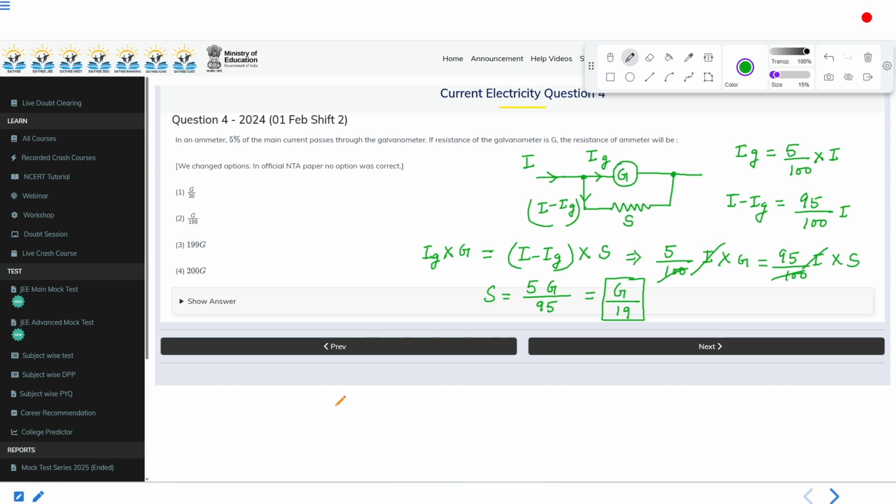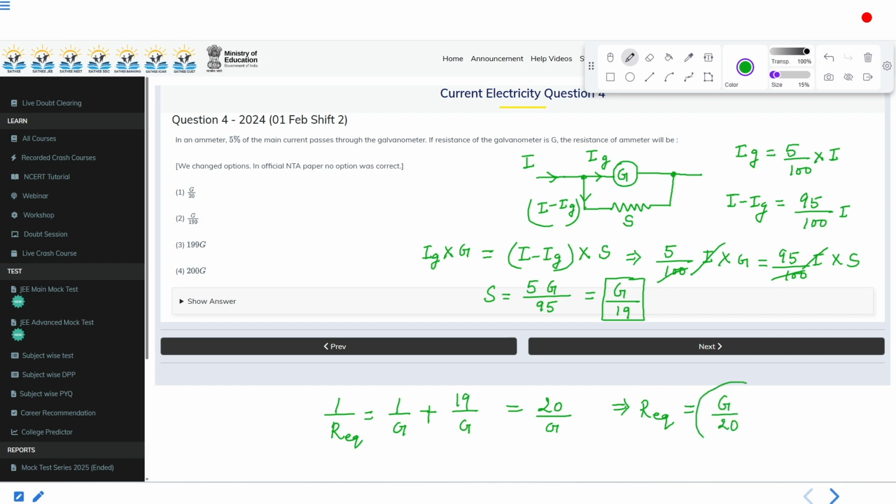So equivalent resistance, R equivalent, will be 1 by G and 1 by S. So what is S? G by 19. So 1 by S will be 19 by G. So it will result in 20 by G. So R equivalent, or we can say resistance of the ammeter, will be G by 20.